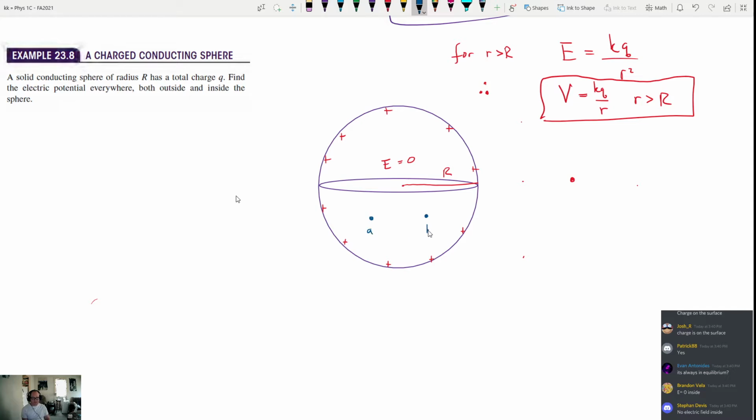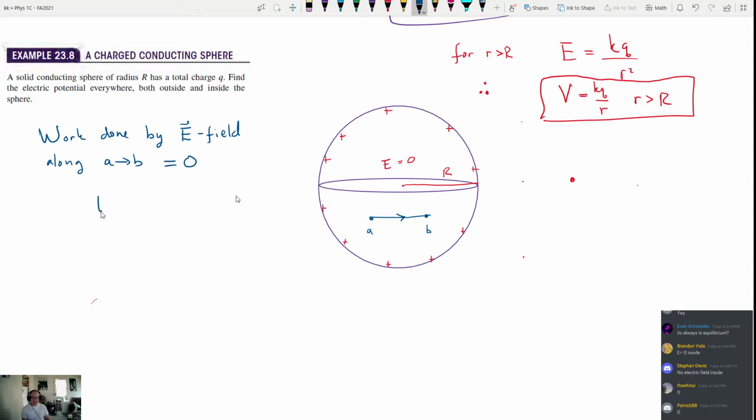Pick any 2 points, A and B, between here and here, right? Move between points A and B, and ask the question, what is the work needed? The work done by the electric field along line AB. What's the answer going to be? The electric field's 0, right? So it's 0, right? This is equal to 0.